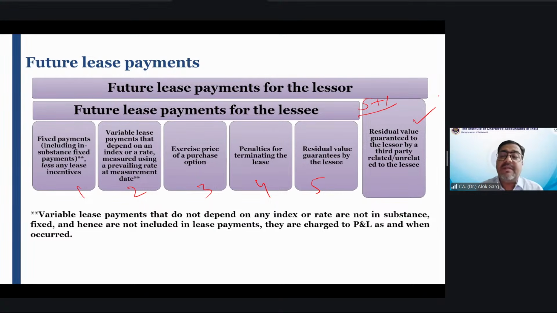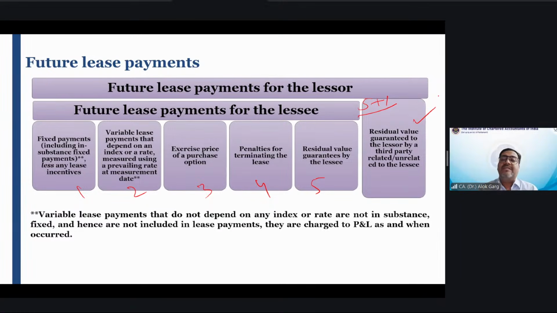Now, what is the lease payment? Lease payment is equal to fixed payment, including in-substance fixed payment. So fixed payment, fixed rental, plus if there is any escalation, that will also be counted. Fixed payment plus in-substance fixed payment, less any lease incentives. For example, what is fixed payment? You all are aware. Lease incentive is if the lessor is paying something to the lessee.